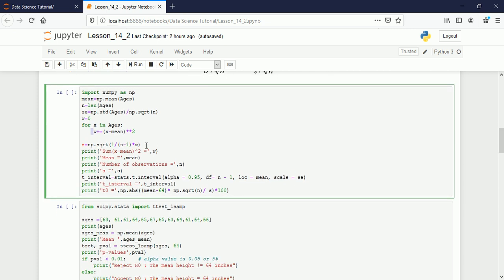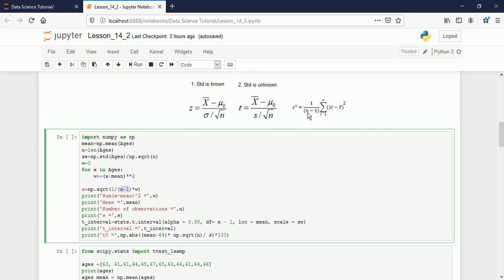Then S is equal to the square root of n divided by n minus 1, into what? The summation of those things. That summation we have already found here. It is stored in W. I put W here. So S is found like this.